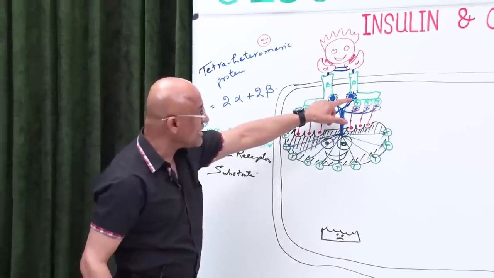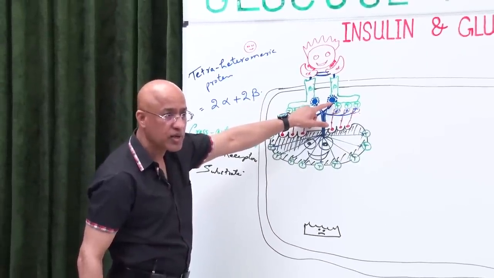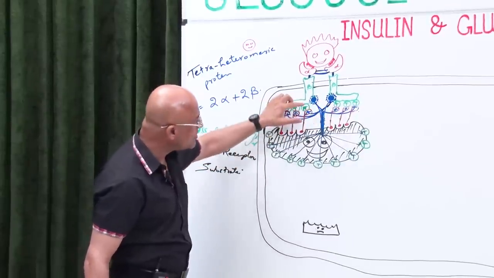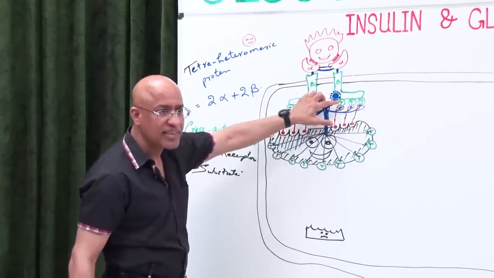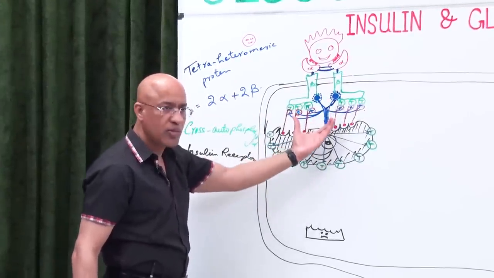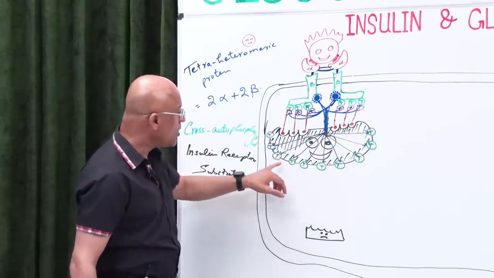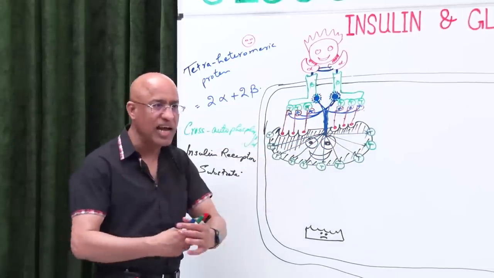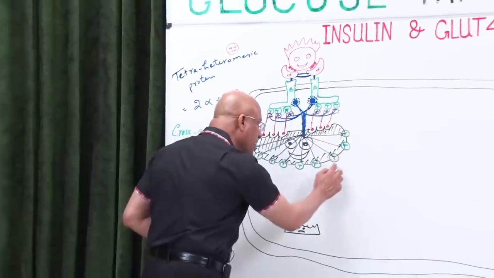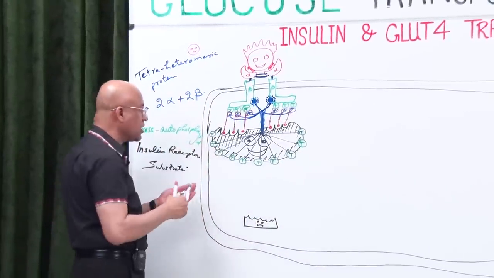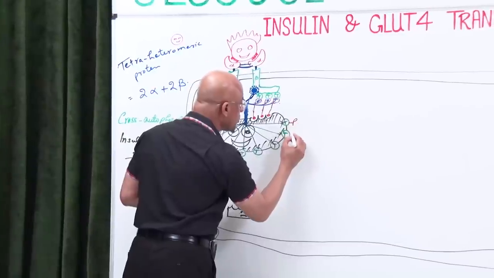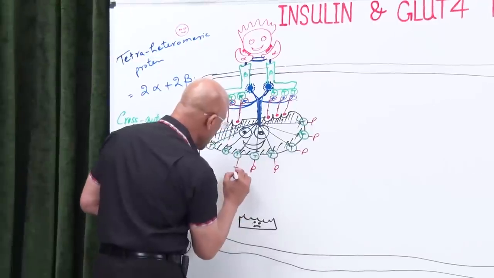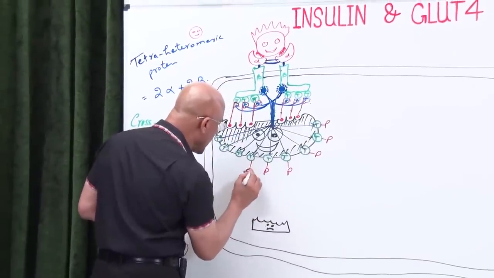This tyrosine kinase enzyme, the catalytic unit, first did the autophosphorylation of the receptor, autocross phosphorylation. Once this receptor was phosphorylated, it was able to recruit IRS. And when IRS type 1 or 2, whatever type, sticks on it, the kinase catches it and slaps phosphates onto these tyrosine residues. So these tyrosine residues also become phosphorylated, and this phosphorylation is not autophosphorylation.